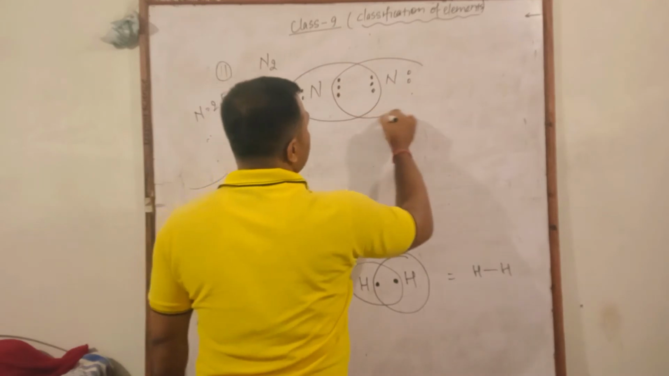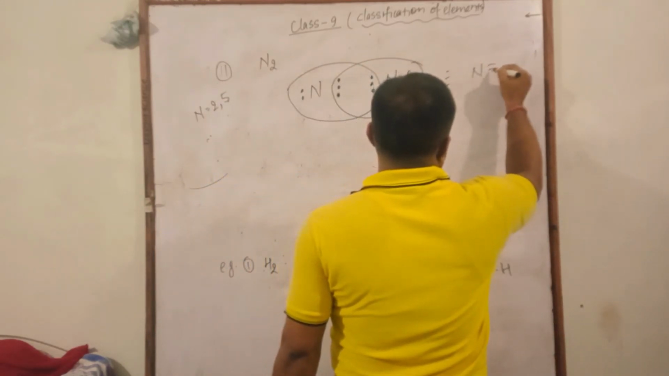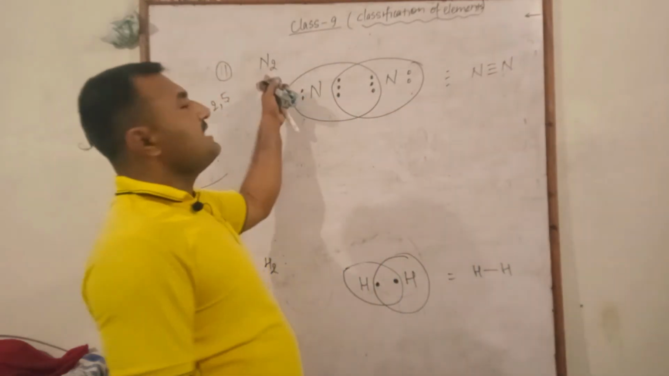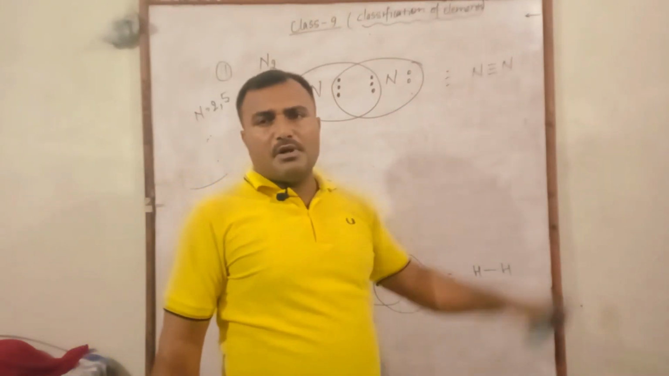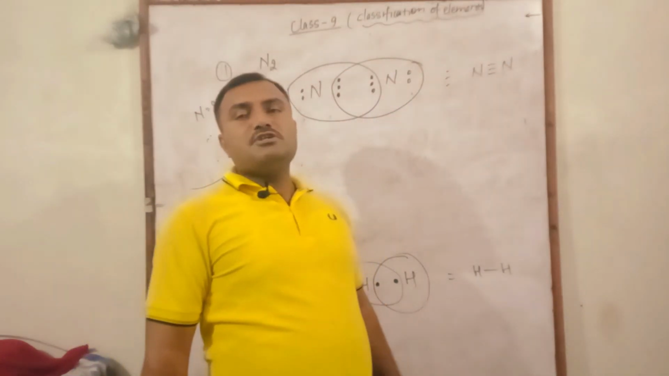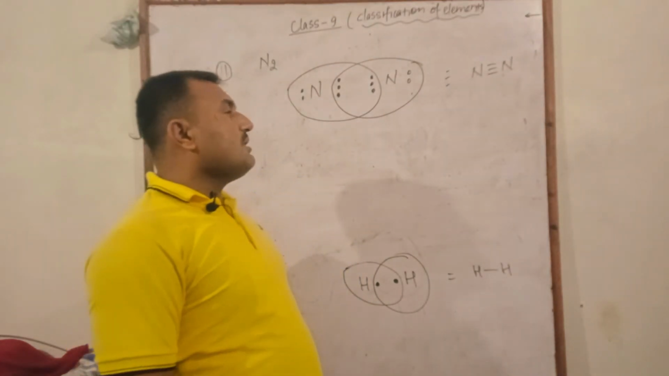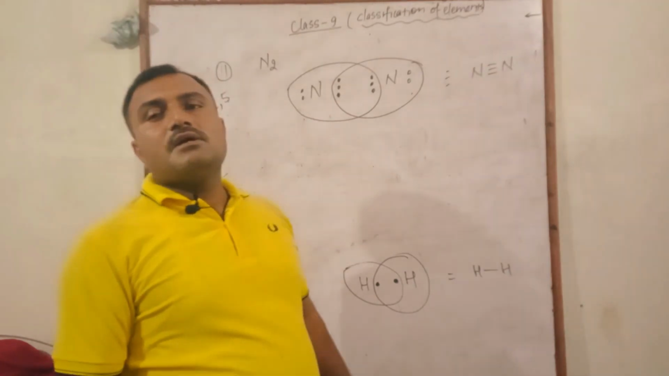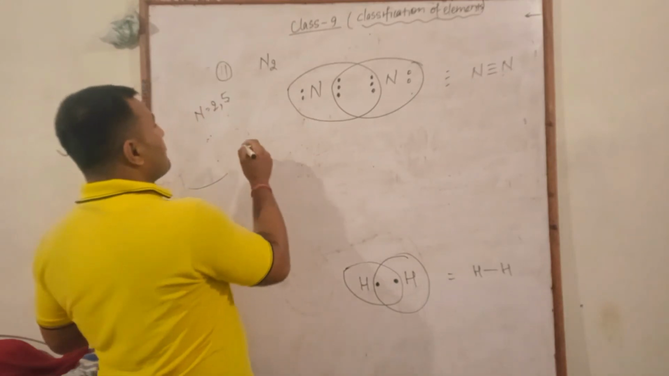Here also 3 electrons are shared, and in this way a triple bond is formed between nitrogen and nitrogen atom in nitrogen gas, and due to that stronger triple bond, nitrogen is an inactive gas. Inactive means what? We know that it generally does not take part in chemical reactions like other gases or other molecules.